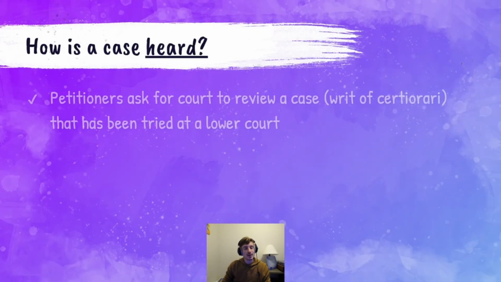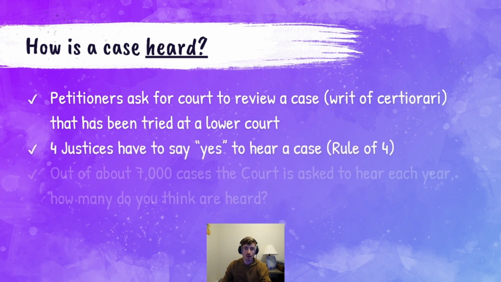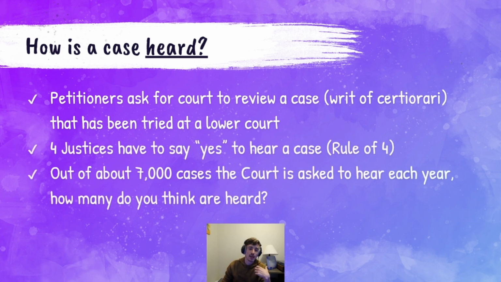Now, how is a case heard? How does it reach the Supreme Court? So petitioners are people that ask the court to review a case. They usually write what's known as a writ of certiorari. And these are cases that have been heard at the lower court, most likely. There are a very small fraction of cases that have original jurisdiction, is what it's called, but essentially the Supreme Court can hear it as the first case that it's ever been held. Those tend to be very, very high profile things dealing with the federal government.